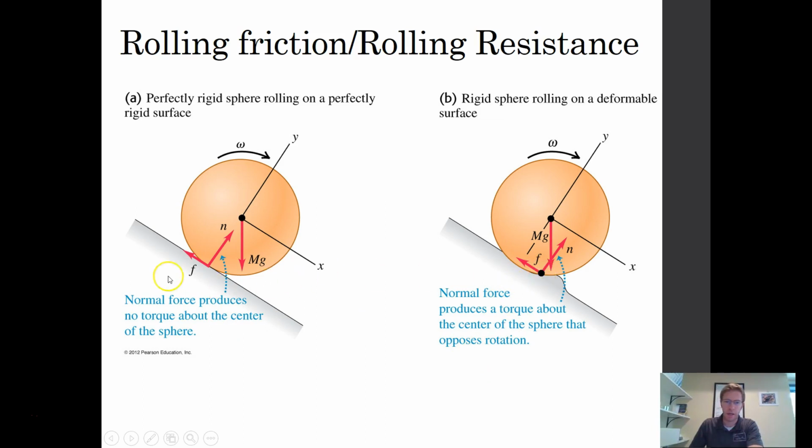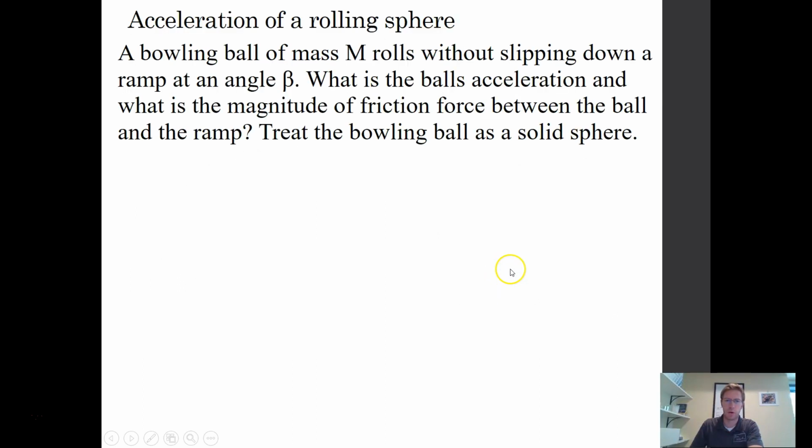Anyway, so again, we're going to assume perfectly rigid, so there's no torque causing it to slow down, but in reality, due to small amounts of deformation in the surface, you do have a resistive torque. All right, so let's do a quick example problem.